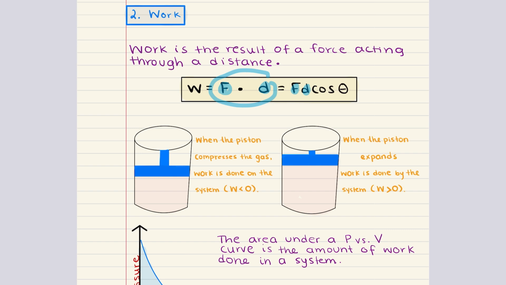Now, to better understand this equation, let's break down the terms involved. Force is any interaction that, when unopposed, changes the motion of an object. It can be a push or a pull acting on that object. Displacement is the distance moved by the object in the direction of the force applied. And the term cosine theta in the equation accounts for the direction of the force relative to the direction of the displacement. So when the force is applied in the same direction as the displacement, theta is equal to 0, and cosine 0 is equal to 1, and the work done is going to be maximized.